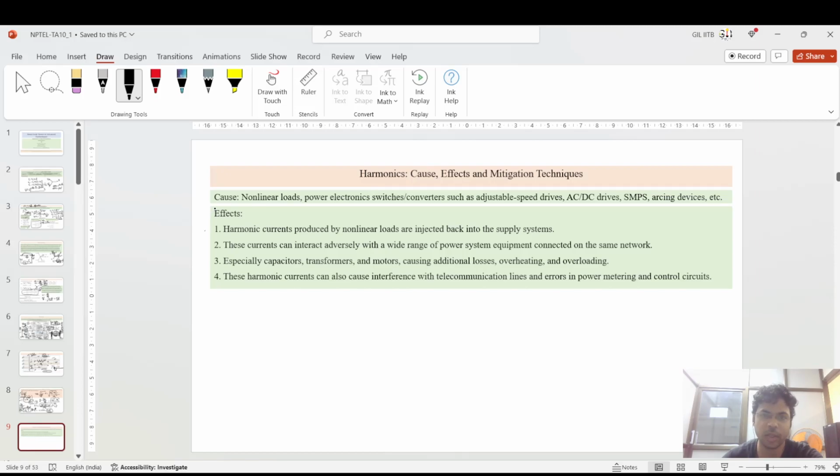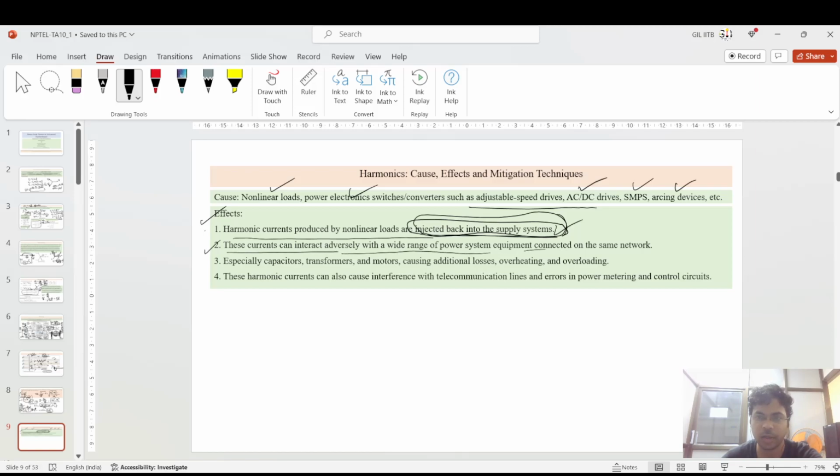Okay, let's move to the further topics, that is harmonics, what are the causes and what are the mitigation techniques. Causes are what I have told, non-linear loads, power electronic switches such as adjustable speed drives, that is the AC-DC drive, and SMPS, arcing devices, etc. And what are the impacts? Impacts are that the harmonic current produced by the non-linear loads is injected back into the supply system. That is actually problematic. If the harmonic is generated by the load terminal and consumed itself at the load terminal, that is not problematic, but it is getting injected into the supply system. Okay, that is problematic.